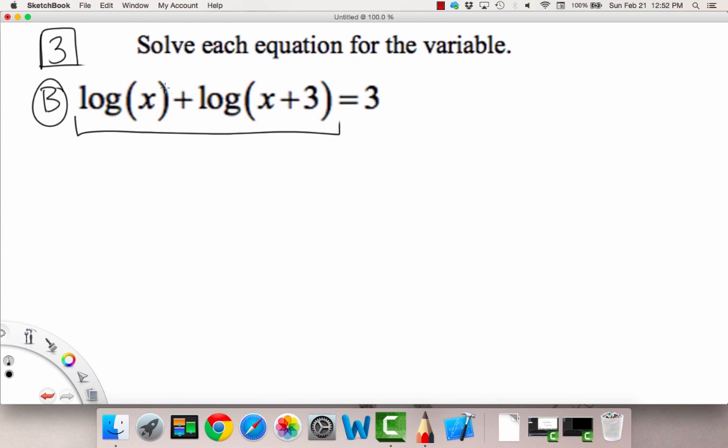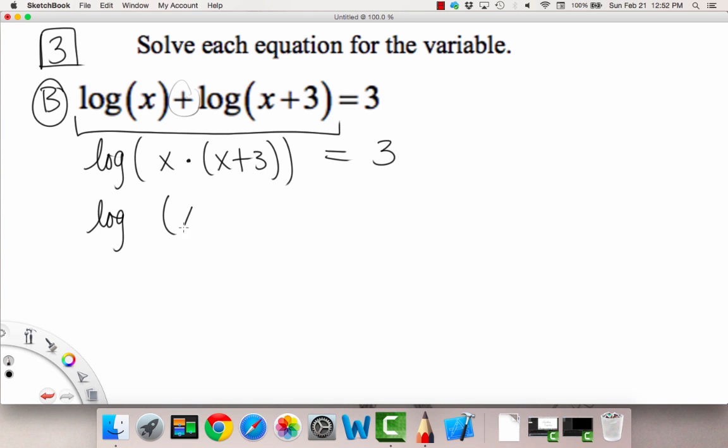Because they are connected with a plus sign, that means we have a product going on, right? So log of x times (x plus 3) on the inside is equal to 3. And then we can just combine stuff on the inside to make this log of (x squared plus 3x), and that is equal to 3.